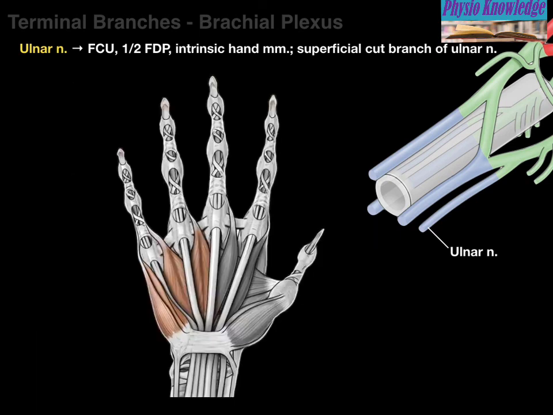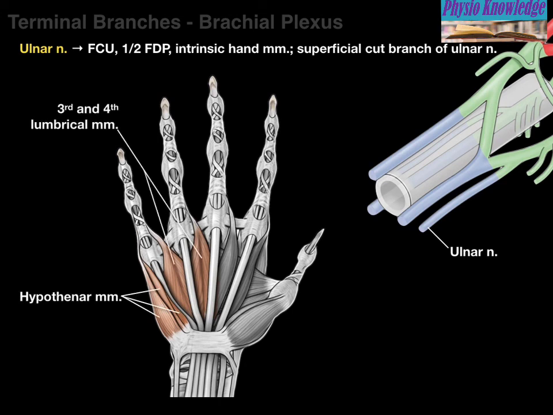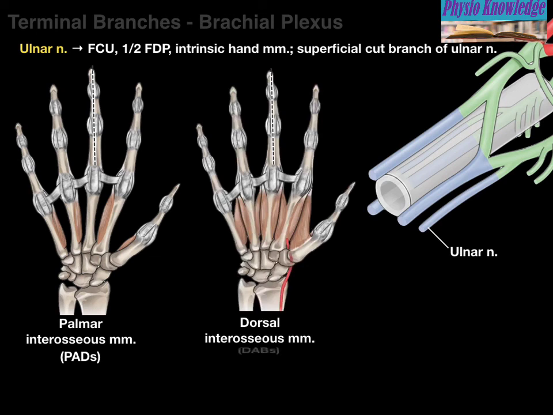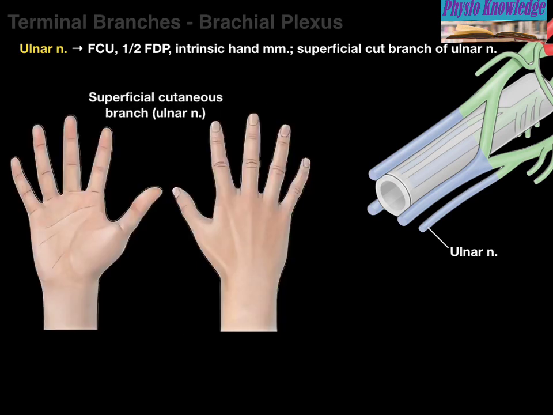It also does for intrinsic hand muscles the hypothenar muscles, these intrinsic muscles that go to the pinky, as well as our third and fourth lumbrical muscles. And in addition to those intrinsic hand muscles, it does the palmar interossei muscles called the PADs, because these muscles, the palmar interossei, adduct the digits, and dorsal interossei muscle called DABs, because these muscles abduct the digits. Now, sensation, the superficial cutaneous branches will do the medial half of the palm of the hand, the pinky, and the ulnar half of your ring finger on both the front and the back of the hand.